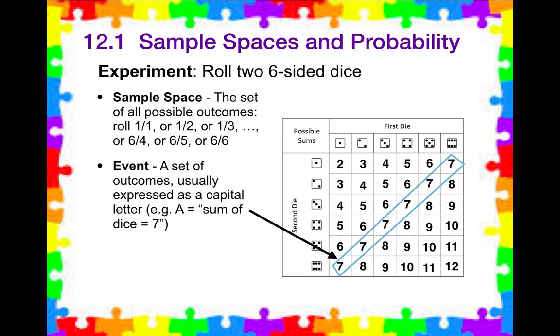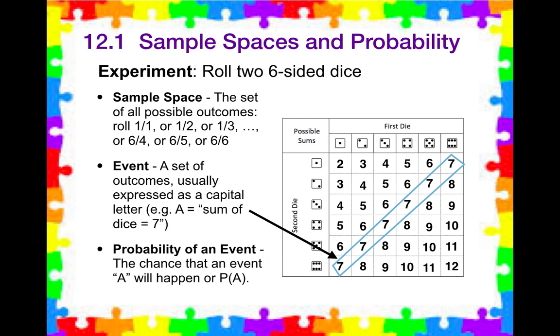An event is a set of outcomes. It could be one or more. Let's say that the event we want to express is that the sum of the dice is equal to 7. So we pick all the spaces here that have a sum of 7, and we call that an event. The probability of an event is the chance that the event will happen. If I use the letter A for the sum of dice equals 7, then the probability of A happening is this number out of the total sample space.